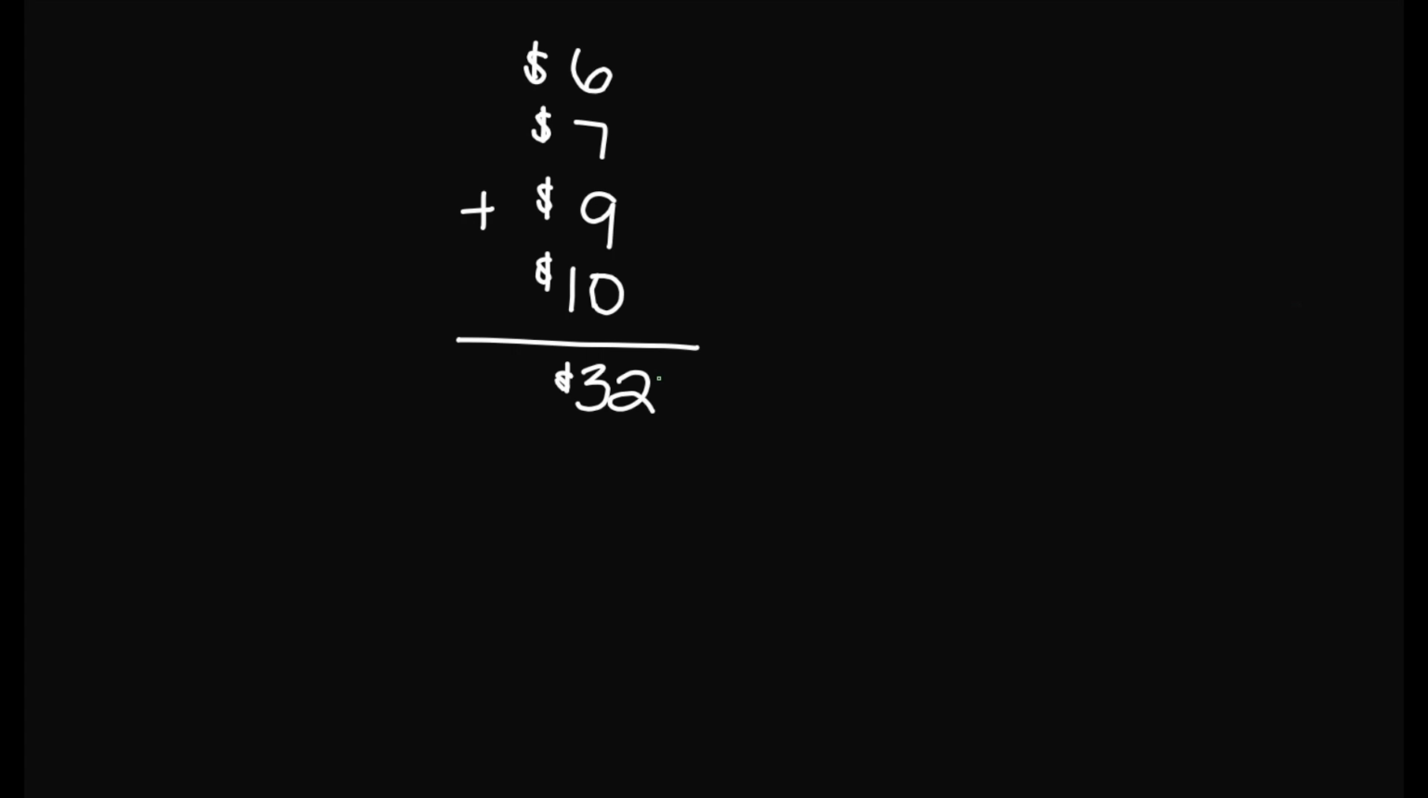Now I'm going to divide my $32 by the number of items I have. So 1, 2, 3, 4. $32 divided by 4 is going to give me $8. So your average, or your mean, here is $8.